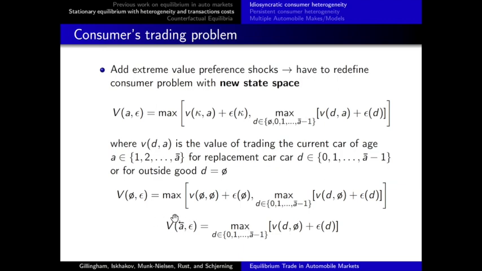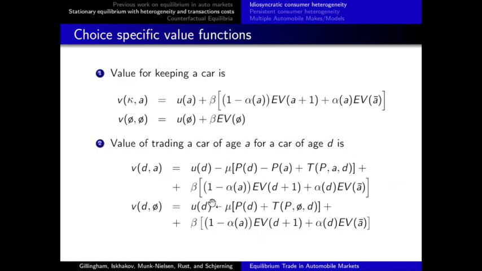And this is also going to be a Bellman equation for the value of a clunker. That's essentially just eliminating the choice of keeping that car. So if you have no car, you can stay with no car, but if you have a clunker, you cannot stay with a clunker. And if you have a car of age A, you can choose to keep it.